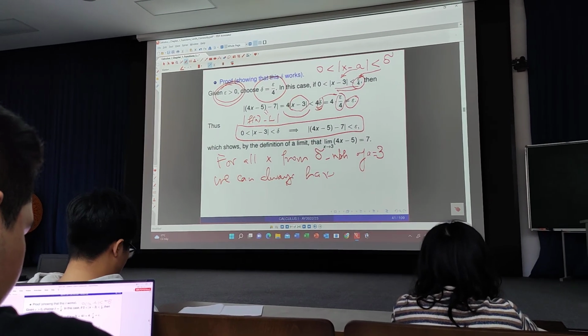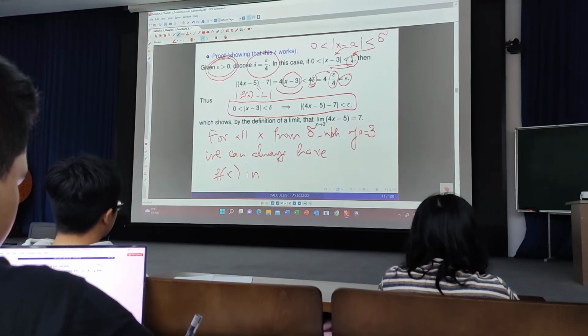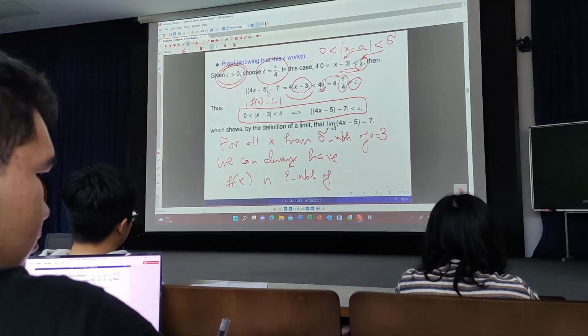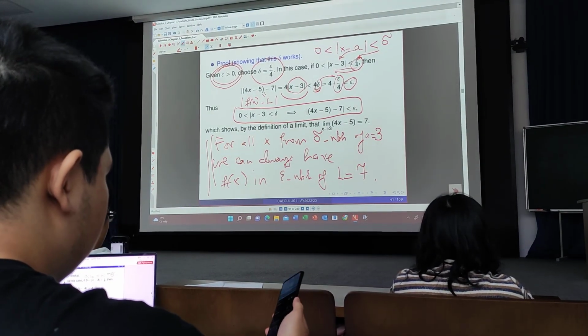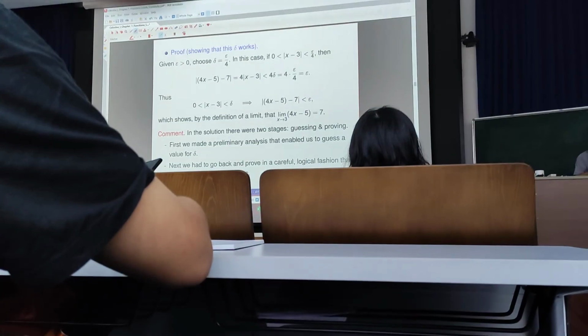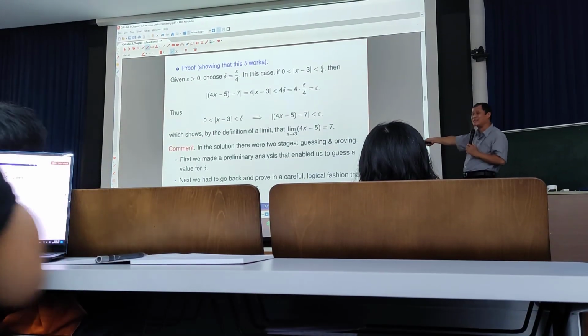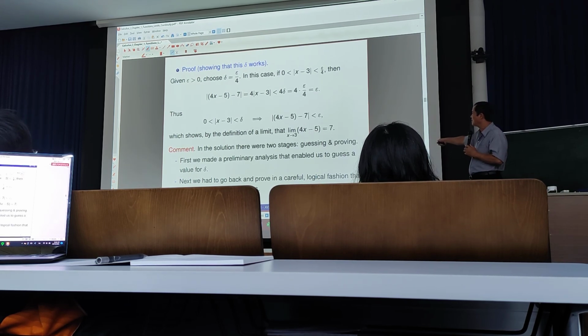We can always have f(x) in the epsilon neighborhood of n equal to 7. Đấy chính là cái mà các em phải làm. Very clear what to do, right? Then you see it shows by the definition that the limit of 4x minus 5 as x tends to 3 is 7.